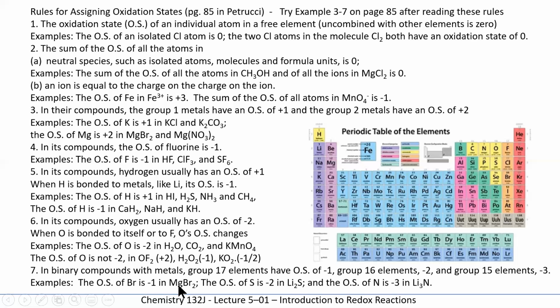Magnesium bromide, magnesium's +2, so bromine has to be -1. Sulfur in this case, lithium is +1 because it's in this family, and sulfur would be -2. And in this case, lithium is +1. There's 3 of them, +3. Each nitrogen would be -3.